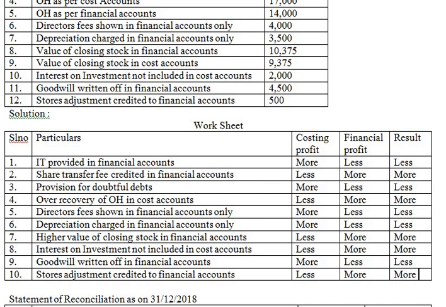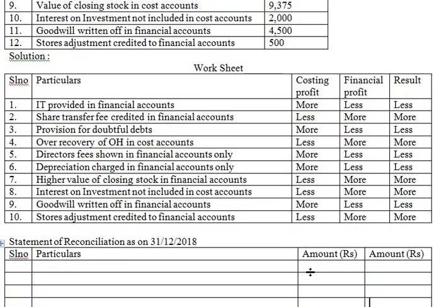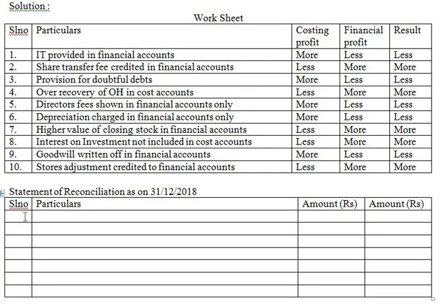Okay, so this is what we have prepared, the worksheet. Now based on this we are going to prepare the reconciliation statement. Now first here we need to take, in the problem they have given us costing profit. So first we are going to take costing profit, and the amount is 1 lakh. Second, additions. Wherever more result we have got, that has to be taken. Share transfer fee credited in financial accounts, amount is 2000.